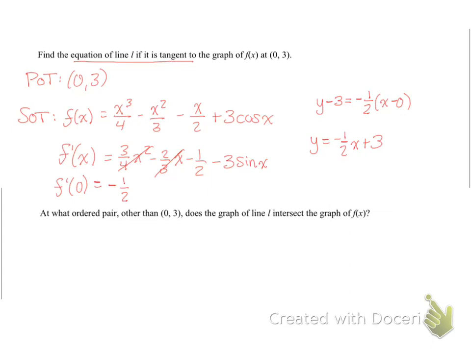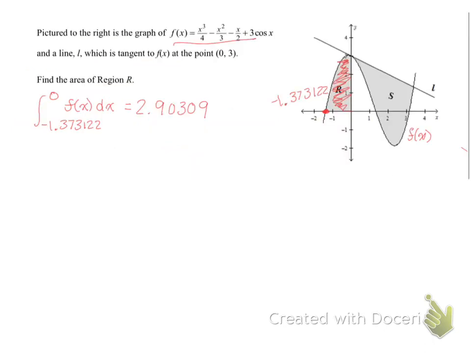Okay, so at what ordered pair other than 0, 3 does the graph of line L intersect the graph of f of x? So we have this point right here. That's the point of tangency. They want to know at what other point does it intersect f of x. So they want to know that point right there.